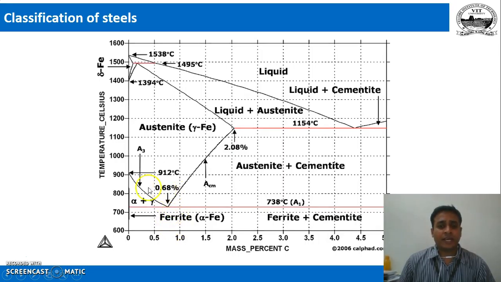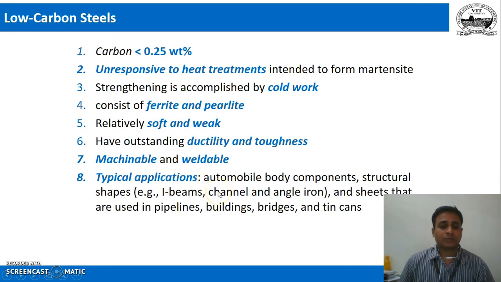So this is the phase diagram. You see up to here, in the left hand bottom corner, you always have steels because it is the low carbon percentage, whereas once you cross this line beyond 2, it will be cast iron. Now if you see low carbon steels, as I said, they are less responsive to heat treatments, and if at all you want to strengthen them, you have to go with cold work.